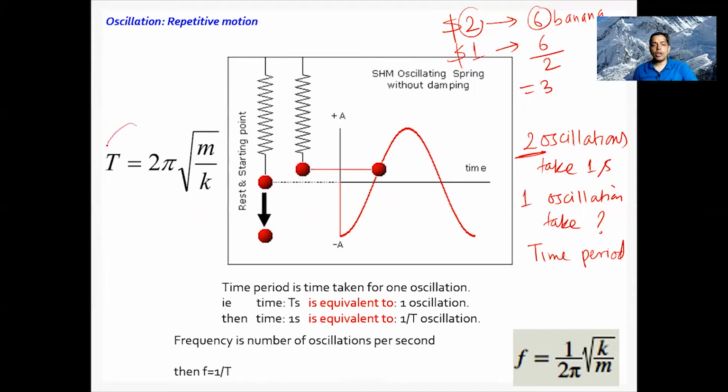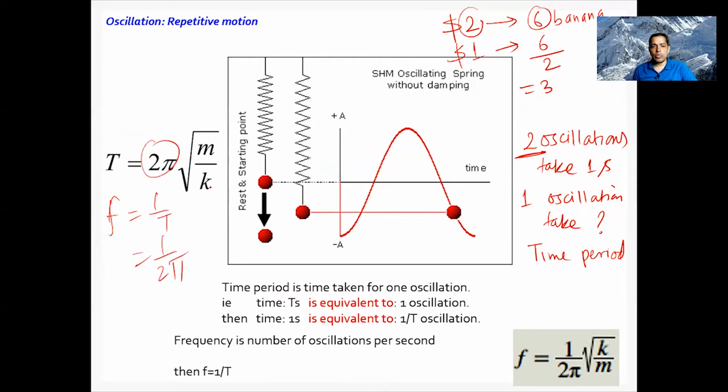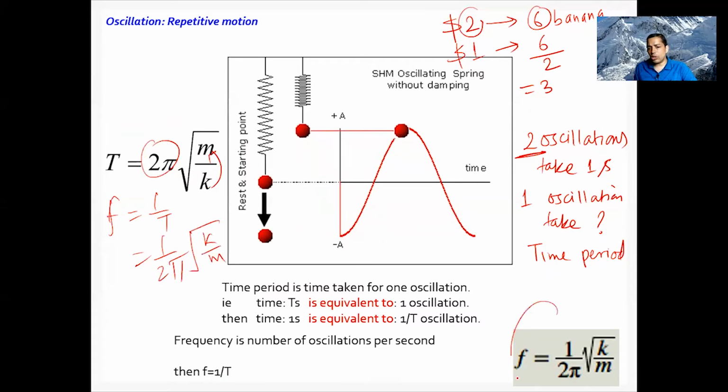So this is the time period. Then how about the frequency? You just take the reciprocal, right? Frequency is the reciprocal of time. So in this case, 2 pi goes on the bottom, and here they flip, right? So k over m. Okay, that's what this is.